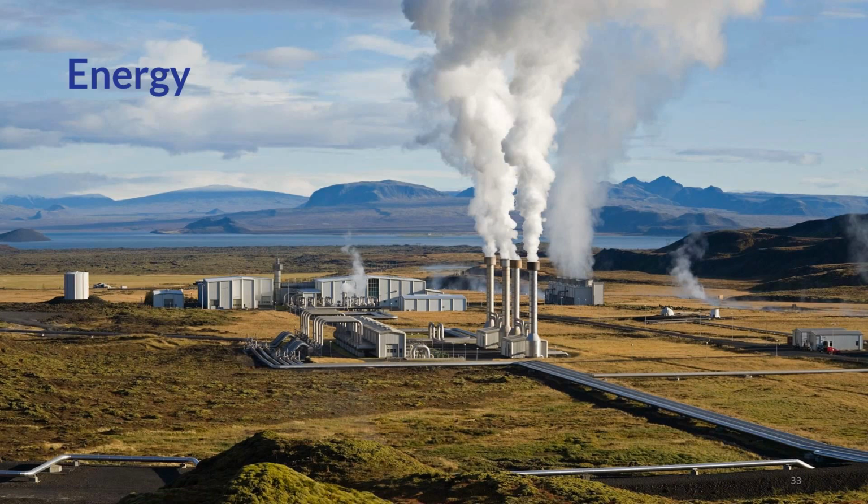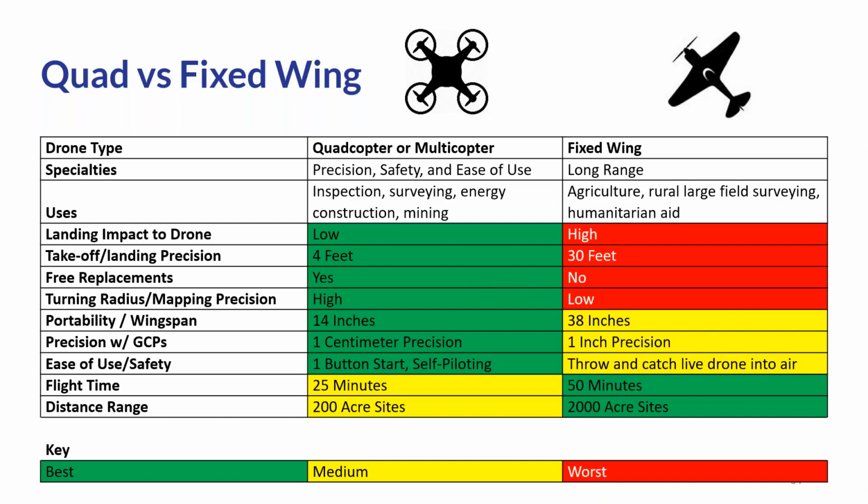And the two biggest differences in drones are that there are quadcopters and there are fixed wings. So a quadcopter, that's what we use at Identify Technologies. It's called a quadcopter because there are four different propellers.